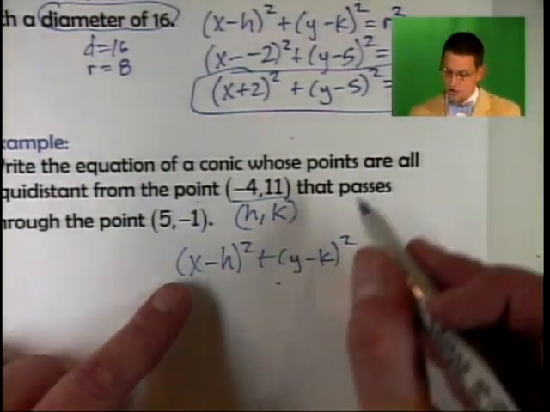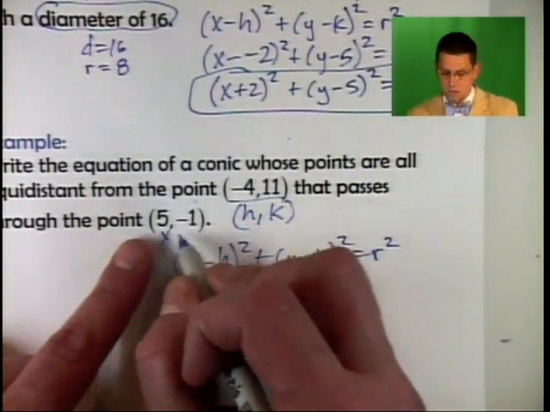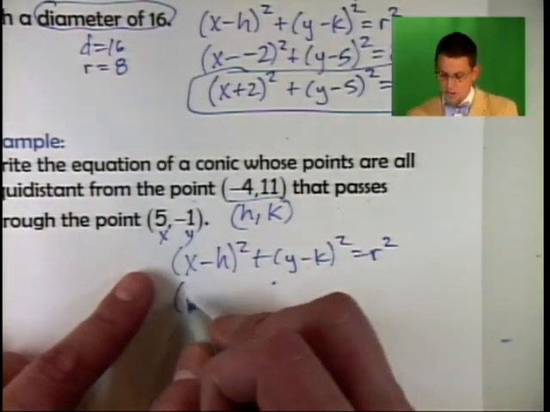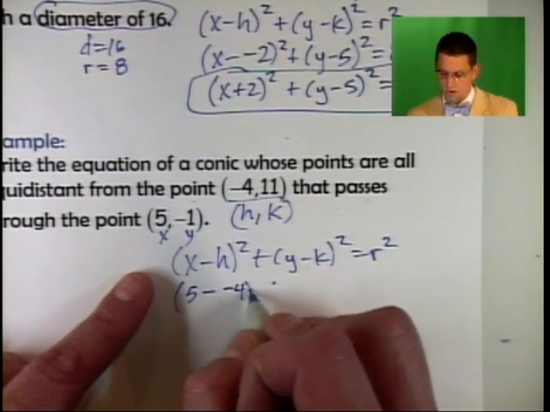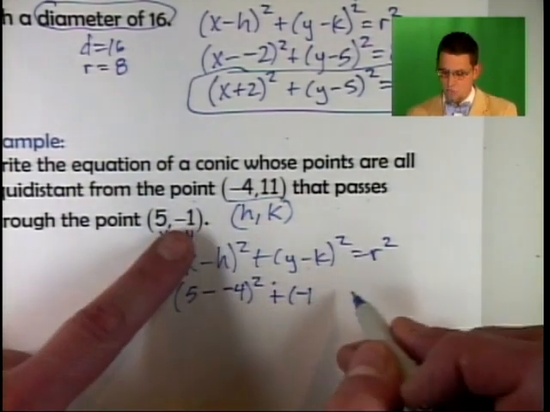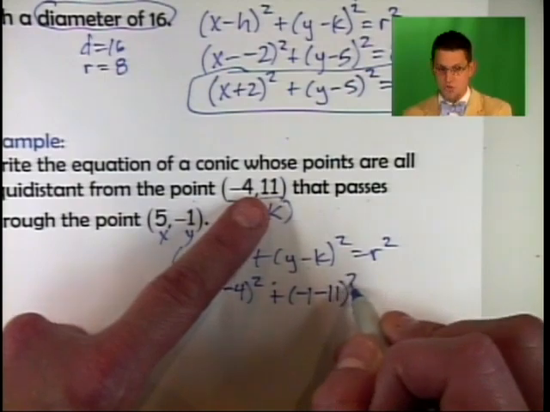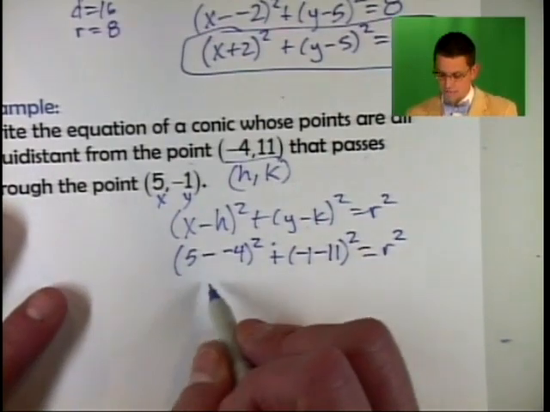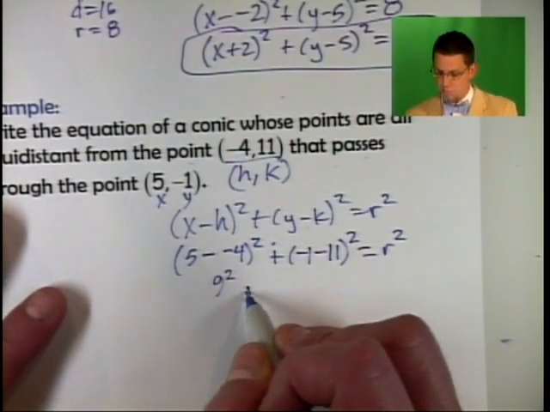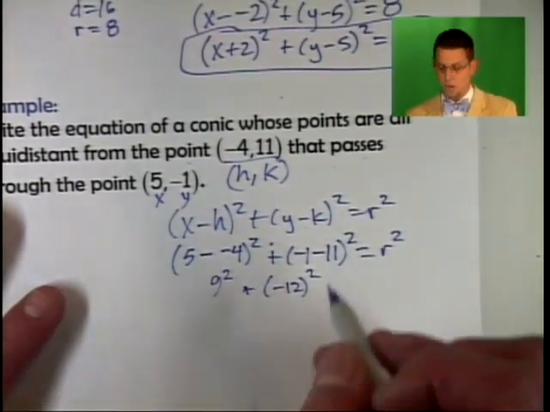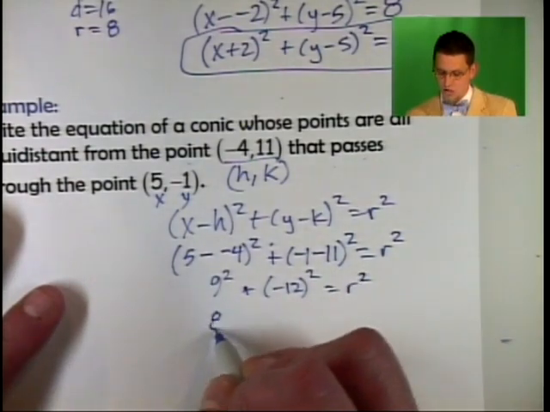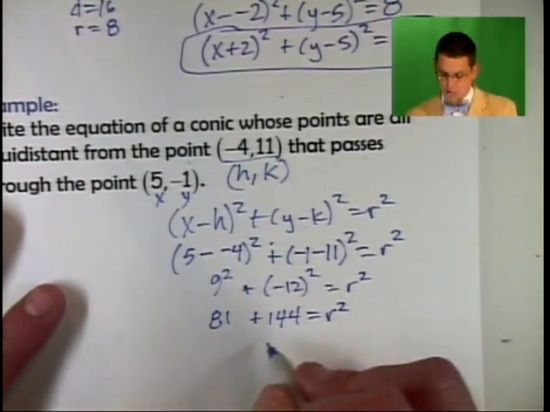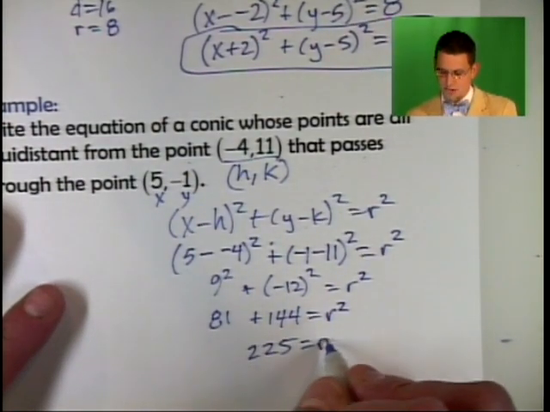Now we'll carefully drop in our values. We have our x value, which is going to be 5, and the y value is -1. That's what it passes through. So we get (5 minus -4) squared plus (-1, my y value, minus k, which is 11) squared, and that equals r squared. I don't know what r squared is. Now I evaluate. That's going to be 9 squared plus (-12) squared equals r squared. Well, we get 81 plus 144, which equals r squared. And if we add those together, we get 225 is r squared.